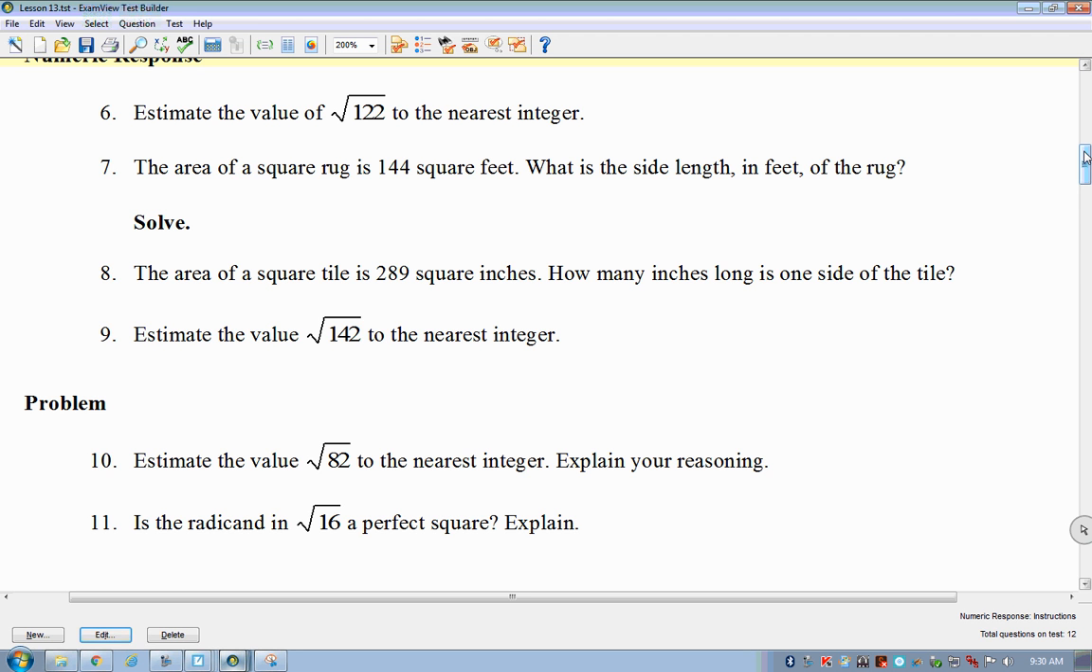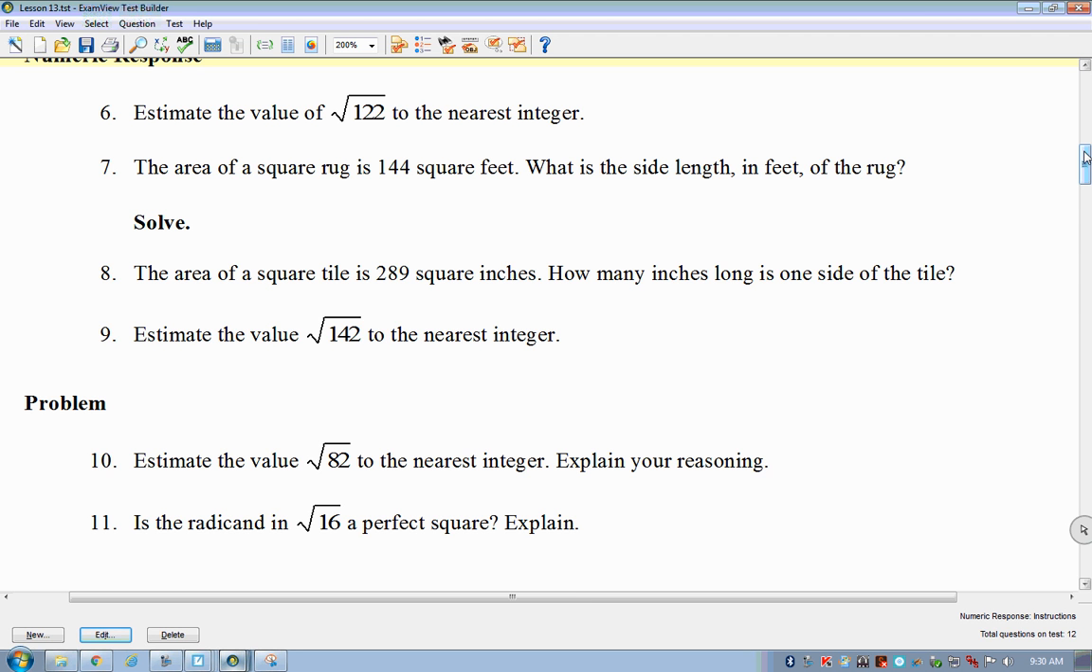Estimate the value of the square root of 142. What's the closest perfect square to it? 144. If you need to make yourself a list of perfect squares, that'll help you out. It's really close to the square root of 144. It's going to be less than 12, but close enough to 12 to round up to it. So the closest integer is 12. Does that make sense?